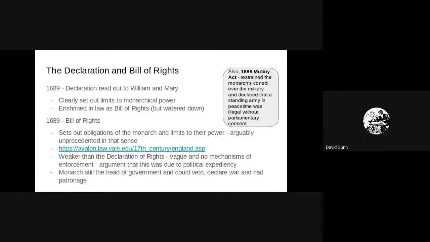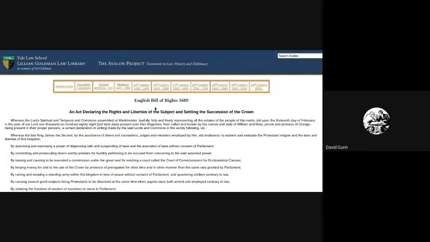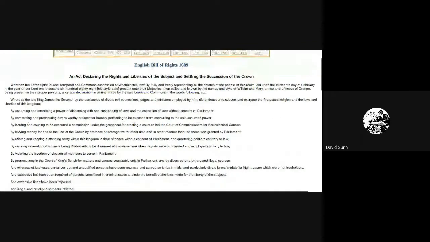What's really important to know is that the Bill of Rights is weaker than the Declaration of Rights, because for the Bill of Rights, there needed to be political compromise to get it passed in Parliament. So it's quite vague. There are no mechanisms of enforcement. Historians have said this is because William and Parliament needed to just get this done, political expediency. The monarch was still the head of government and could veto, declare war, and had patronage, so could appoint people to key positions. Here is the big list of all of the things that the monarch can and can't do.